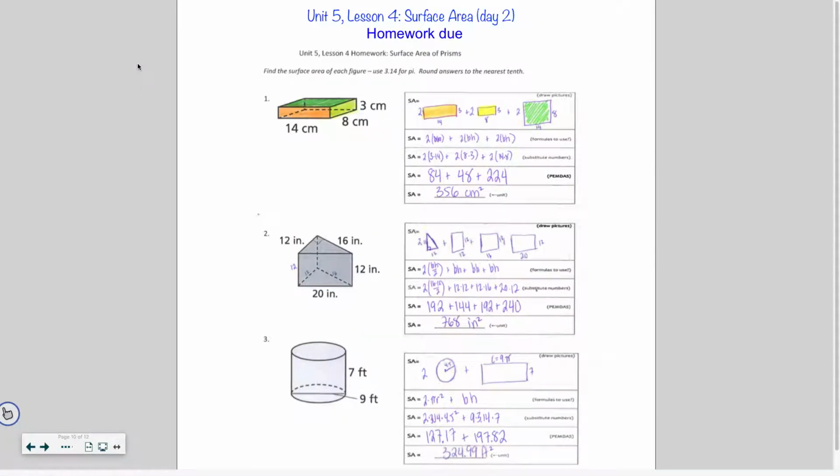I just wanted to make a really quick video to go over this surface area homework because I'm not really here in front of you to explain it to you. So hopefully you found it on the VLE. There were just 3 questions. The first one was a rectangular prism, then a triangular prism, and then a cylinder.